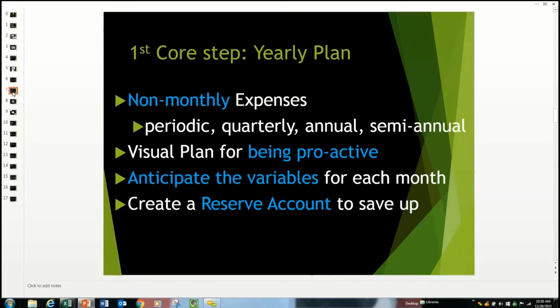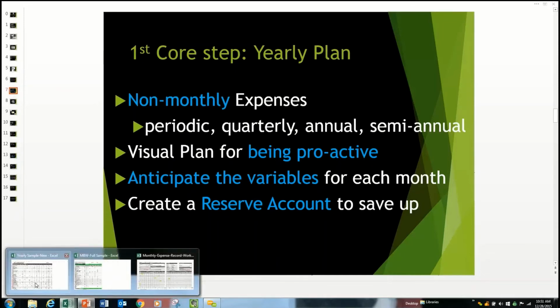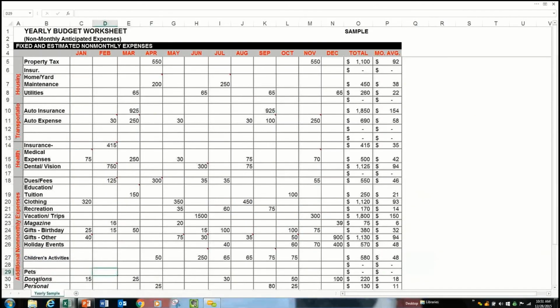And as it says up here, you're going to have a visual plan for being proactive. You're going to anticipate those variables, which would be key, and then create a reserve account. So let's take a look at the worksheet, what the yearly budget worksheet will look like. So we're looking at a concept again, and let me go over this worksheet and take you on a tour of the core sections.